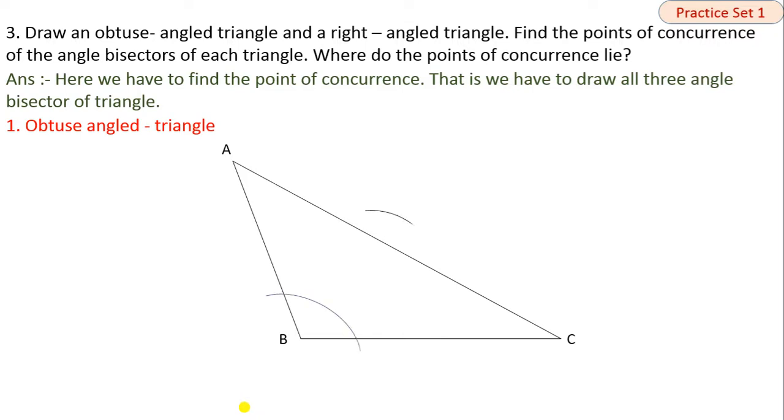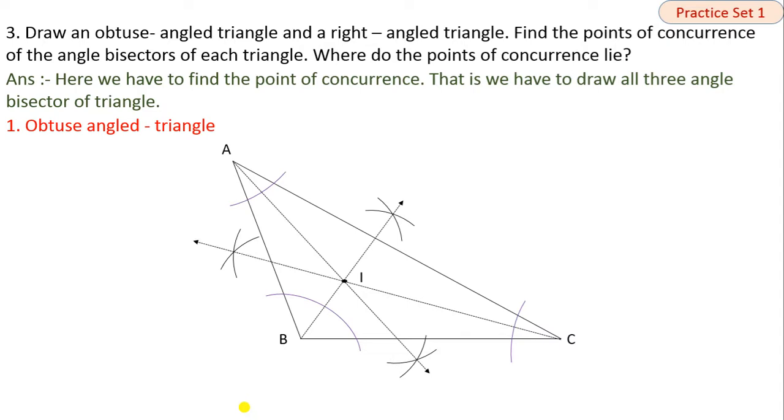And as we drew the angle bisector above in question number 2, we can draw all three angle bisectors of the given triangle. And point I is the point of concurrence.